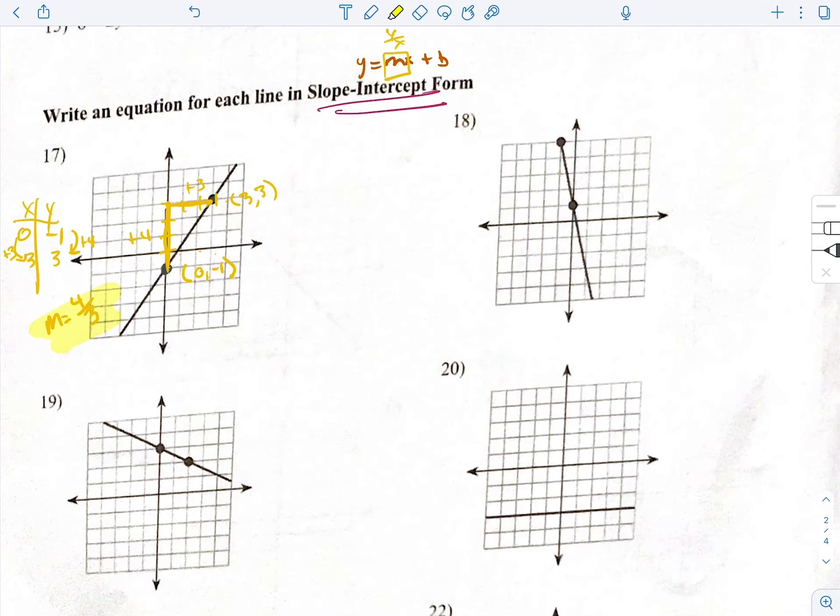Right? But we're not done because we want the y-intercept. Remember, the y-intercept is where the graph crosses the y-axis. This is the y-axis. So that answer is negative 1. M is 4 over 3. B is negative 1. So our equation is y equals 4 over 3x minus 1.